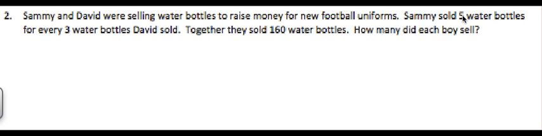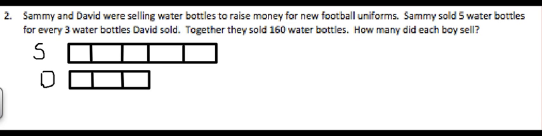We start off with our original ratio of 5 water bottles for Sammy to 3 water bottles for David. Remember when making your tape diagrams to label at least a first letter so you know when you look back at it what you're looking at. We have Sammy's piece of the tape diagram, which is 5, and David's piece, which is 3. 5 to 3. It says together they sold 160 water bottles. So that means that the entire tape diagram, both Sammy and David, equals 160.